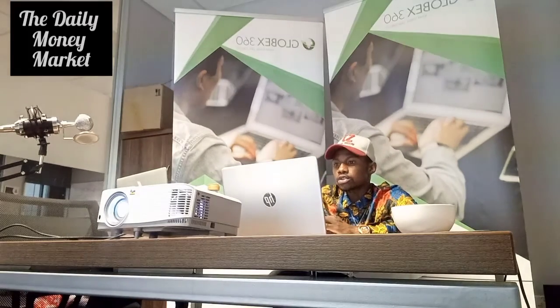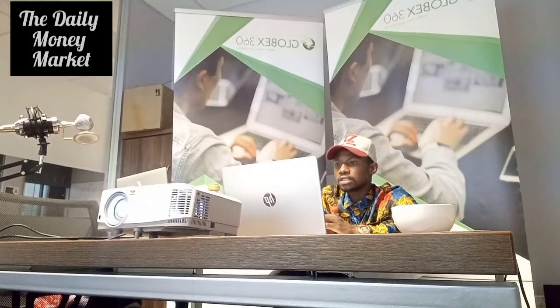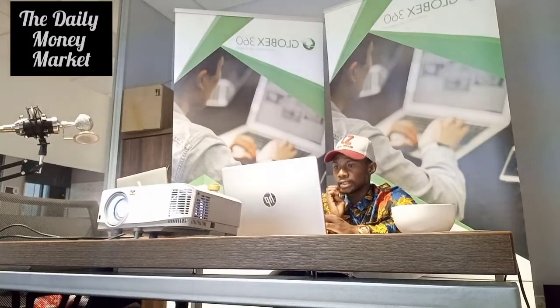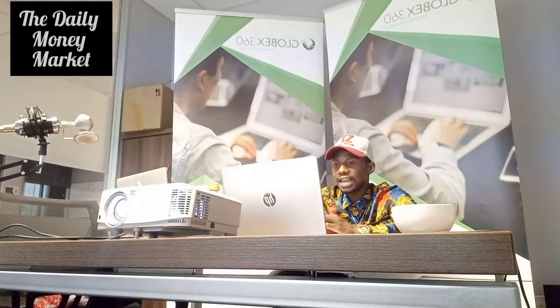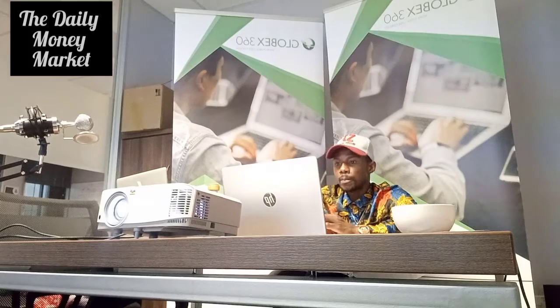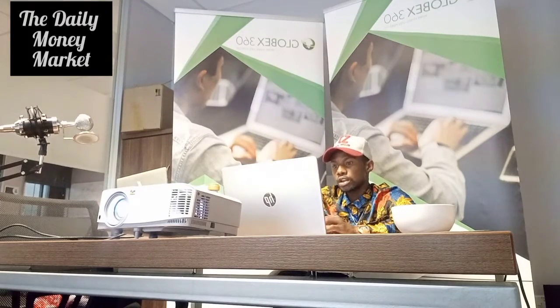The right shoulder is lower than the head, but higher than the left valley, right? The neckline drawn by connecting the left and the right valley, a break of the line confirms the pattern. So once it breaks, it confirms the head and shoulders pattern. Are we together with the head and shoulders patterns? All right, we're good.